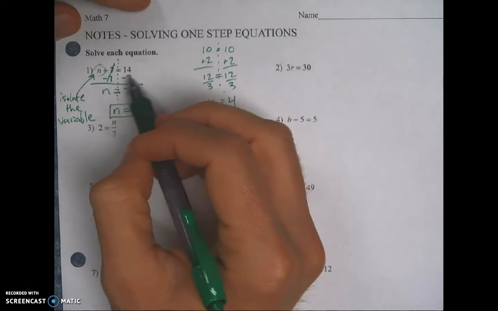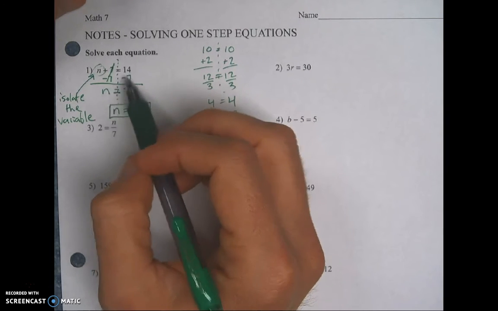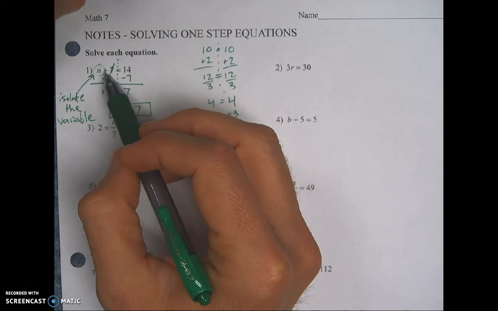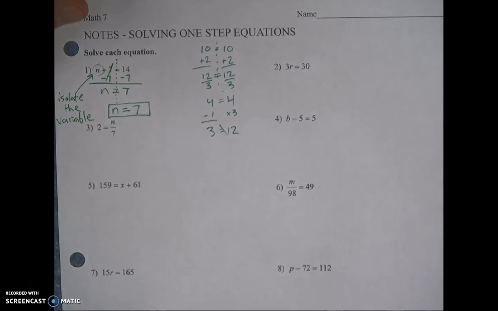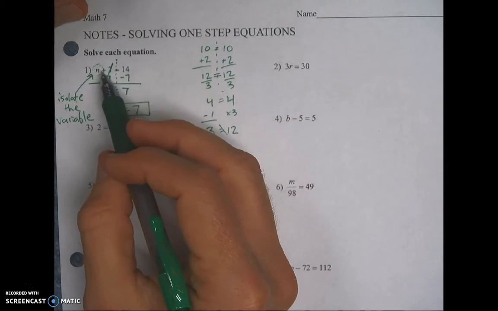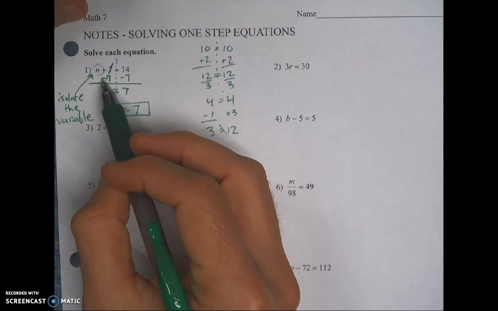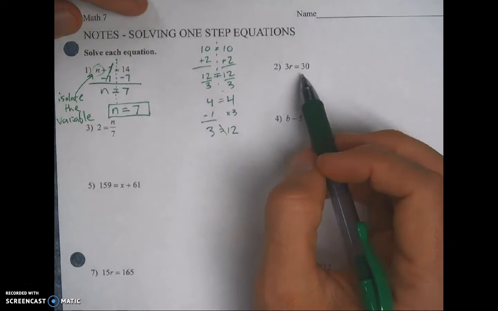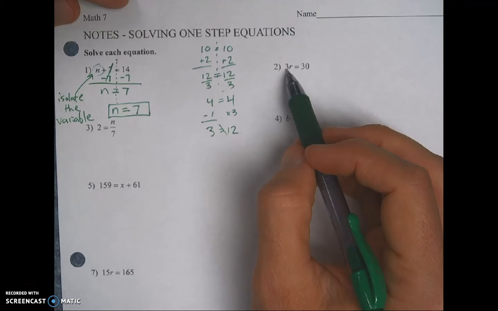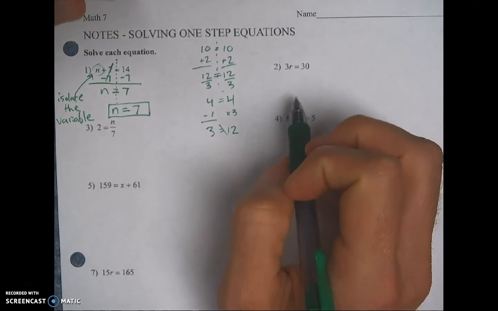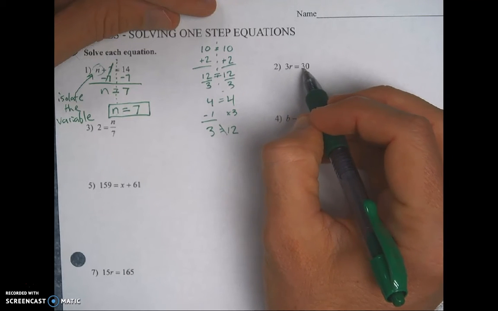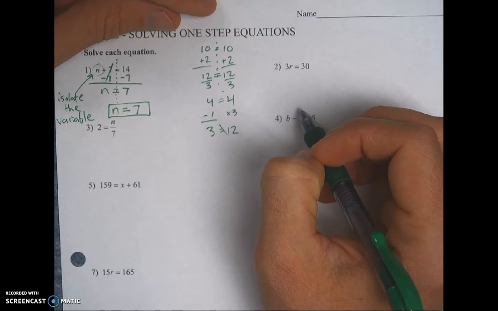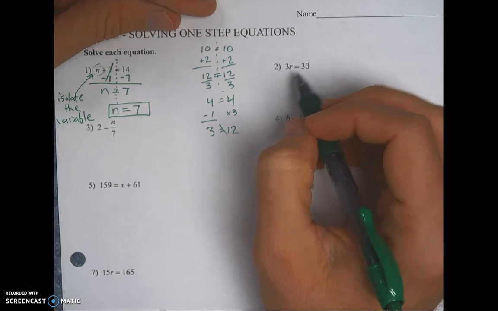Now, how did I know to minus 7? Some of you might have just thought about it. But what we're going to do is we're going to do the opposite of whatever we see going on in this problem. Okay, so if we see n being increased by 7, then we're going to decrease it by 7. On number 2, I see r being multiplied by 3. So I'm going to do the opposite of that. So some number times 3 is 30. You may be able to think of it off the top of your head.